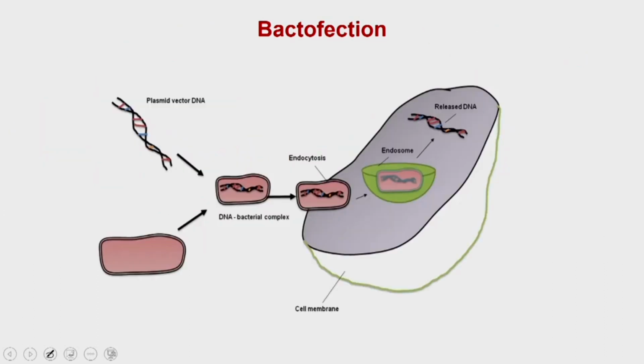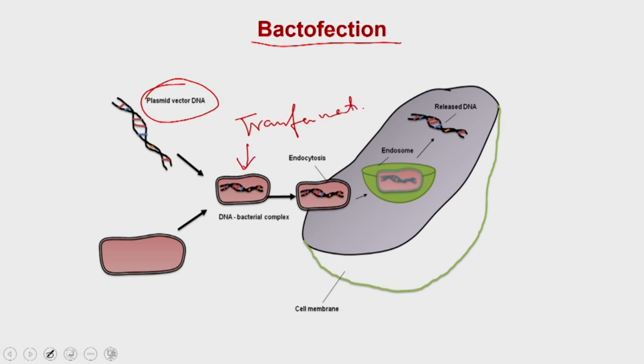Now let us move on to the next method. In the typical bacteriotransfection, what you have to do is take the plasmid DNA or the vector DNA, and in the first step you insert that into the bacteria, which is actually the transformation.